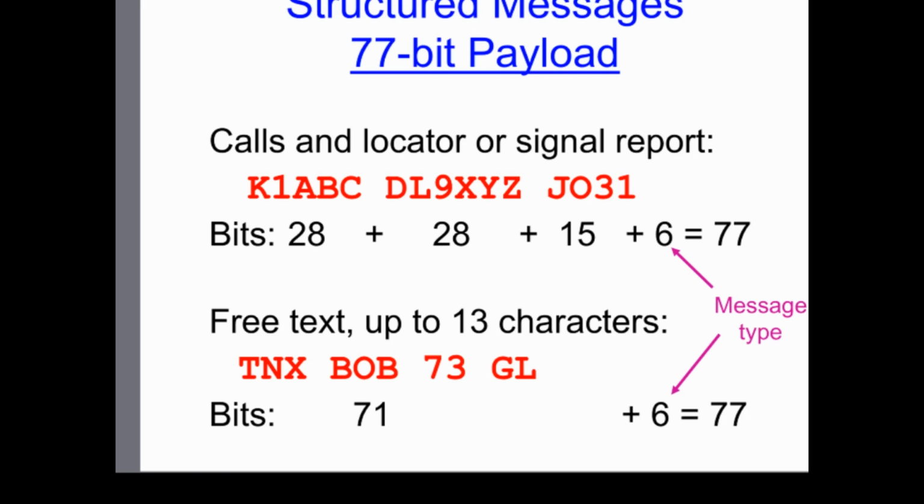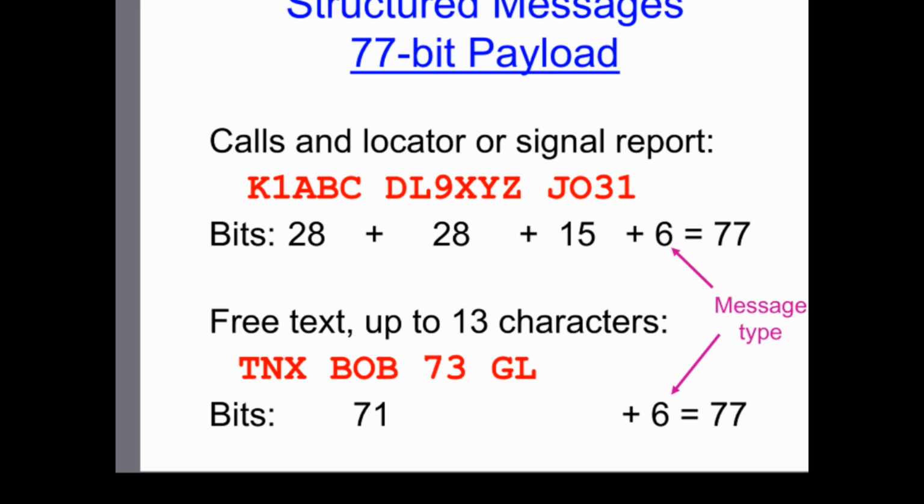The Maidenhead locator is such that you can encode all of those on the Earth to within a 4-digit locator in 15 bits. And then we add an additional 6 bits at the end, so the total is 77 bits. Those 6 bits basically allow us to have some slightly different message types. And one second message type is shown right here.